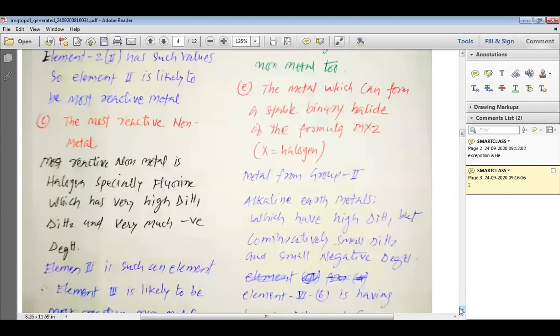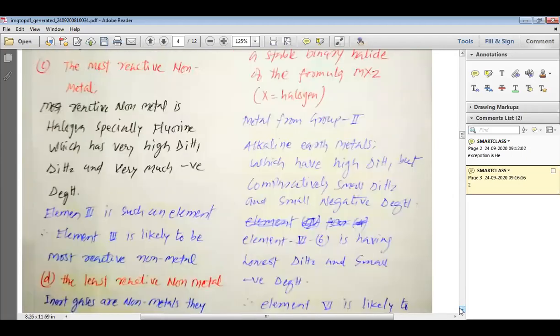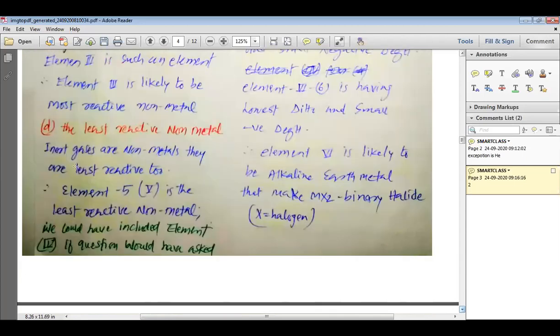Then we can go to question D, the least reactive non-metal. Now, the least reactive non-metals, you know, helium, neon, argon, krypton, xenon and radon, are inert gases and they are considered to be non-metals, and that is why without any doubt we can say that inert gases are non-metals and they are least reactive too, and that is why element 5 is the least reactive non-metal. We would have included element 4 here. Look at this.